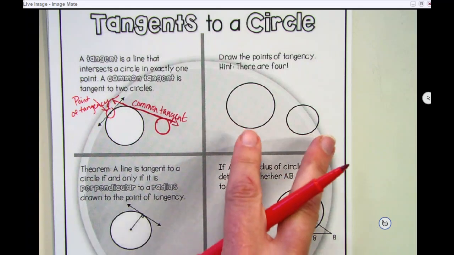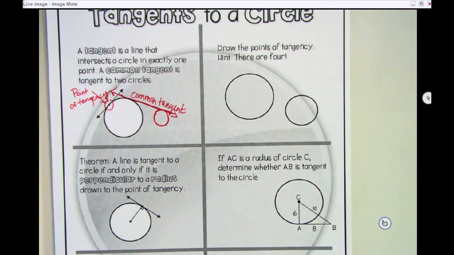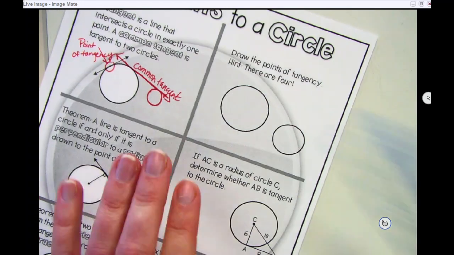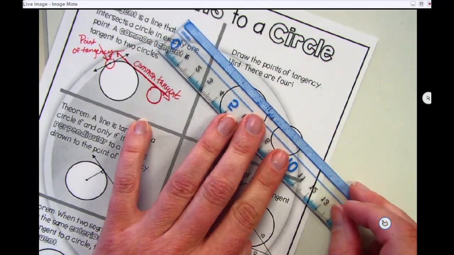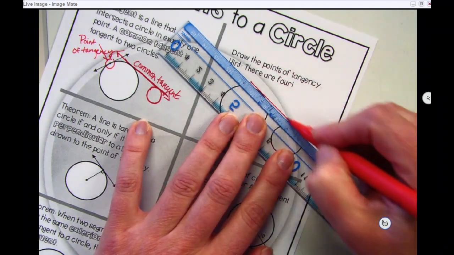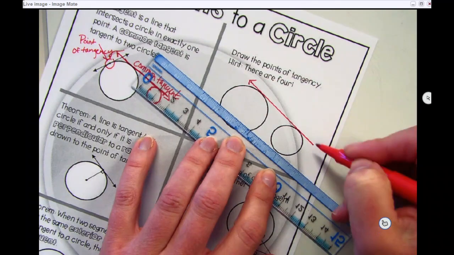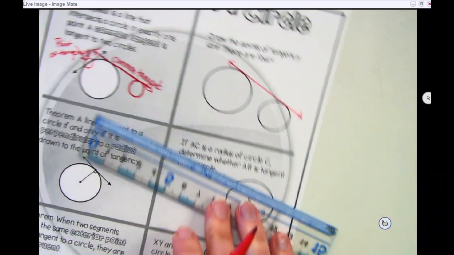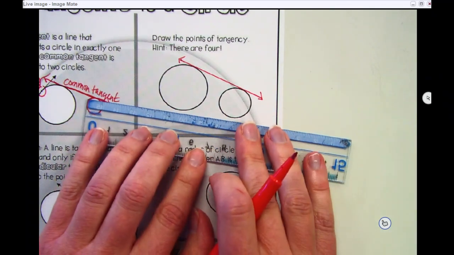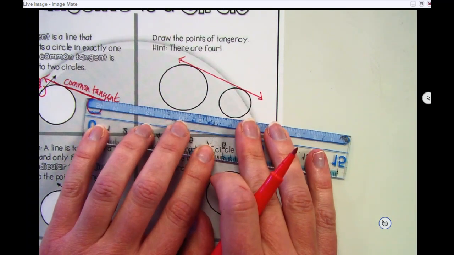So over here in this section, we are supposed to draw the points of tangency, and it tells me there are 4. I showed you how to do one. In fact, I'm going to cheat. I'm going to grab my ruler. Oh, that's not cheating to be able to move. All right, there's one. Where would another one fall? At the bottom. Okay, at the bottom. I'll give you that. So we've got 1, 2.